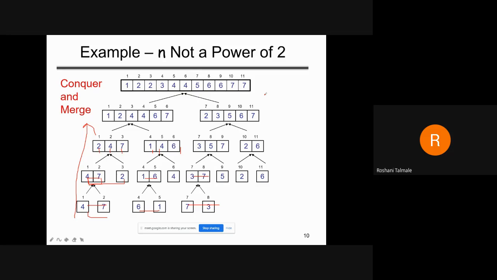So the thing is, when we have to use merge sort. When should you use merge sort? Again, I am telling you, if the size of input is very large, and it's very difficult to perform operations on that very large size.